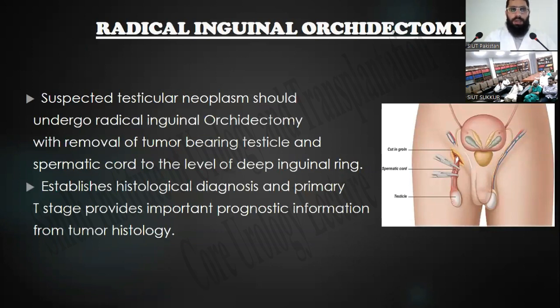Radical inguinal orchidectomy. Suspected testicular neoplasms should undergo radical inguinal orchidectomy with removal of the tumor-bearing testicle and spermatic cord to the level of the deep inguinal ring. It establishes histopathological diagnosis, and primary T-stage provides important prognostic information from testicular tumor histology.